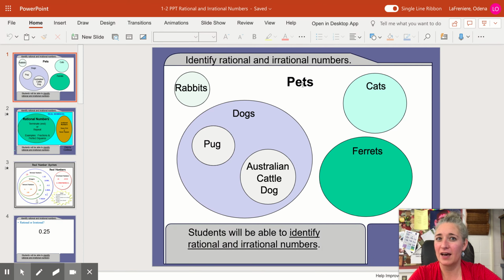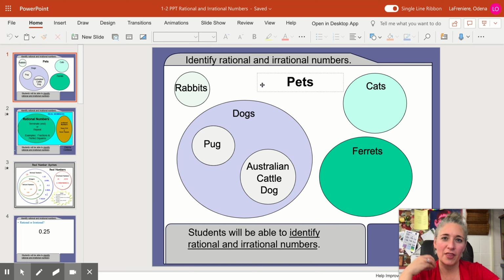But just because I have a pet doesn't mean that my Australian cattle dog is a cat, because he's not under that same circle. So when you're looking at a diagram like this, the things that are dogs are only dogs. A pug is only a dog, it's not a rabbit. At the same time, because the circle is in the pet box, it's still a pet.